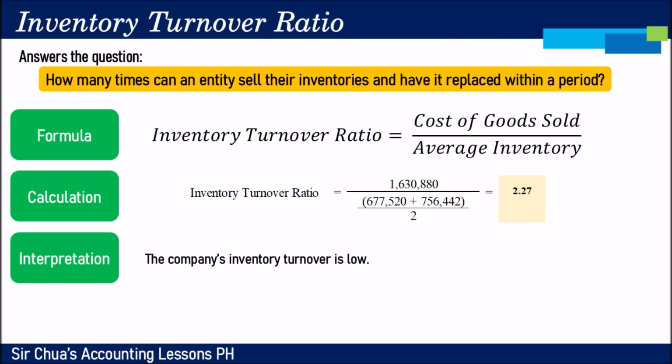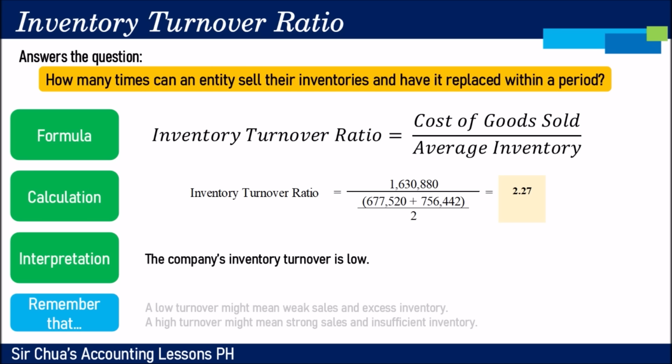The company's inventory turnover is low. Imagine, for the whole accounting period, 2 times lang nare-replenish ang ating inventory. Parang ang bagal nating makabenta. In the whole accounting period, halos 2 times lang. Parang ganon, okay? So, remember that a low turnover might mean weak sales and excess inventory. Katulad ng ating ratio, 2.27 lang. So, weak talaga yung sales natin. Mahina tayo makabenta. Tapos, sobrang inventory natin. Kasi ang bagal eh. Imagine for the whole year, 2 times lang, 'di ba?